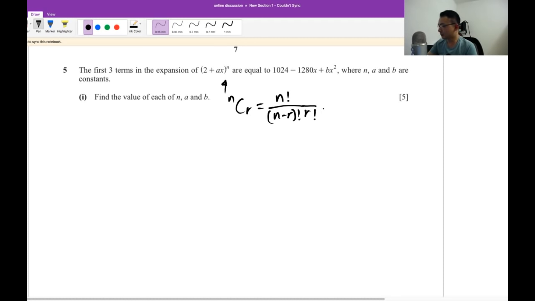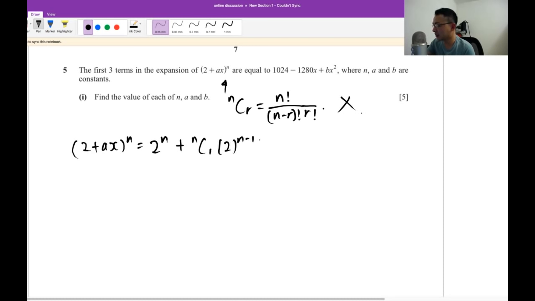Alright, so we're trying to expand and do some comparing here. So (2 plus ax) to the power of n. The first term is 2 to the power of n. Oh, this one is easy, no need to use this formula. I thought this was the hard one, but it's fine. Plus the next one will be nC1, 2 to the power of n minus 1, and then this one will be (ax) to the power of 1. The next term will be nC2, 2 to the power of n minus 2, (ax) to the power of 2. Okay, these are the first 3 terms.